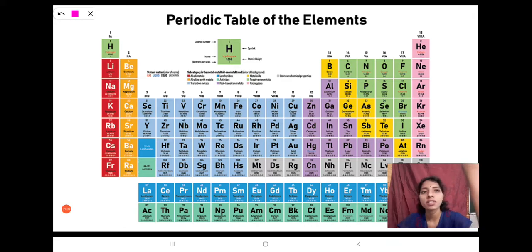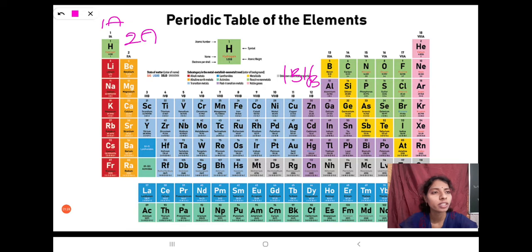So, here this is the 1A group and this is the 2A group. You can observe this middle part is considered as the B group. Okay? This is the 1B and this is the 2B and remaining here 3rd B, 4th B, 5th B, 6th B, 7th B. And in 8th we have 3 groups. So, this middle part is considered as the B group and the left part considered as the A group again.